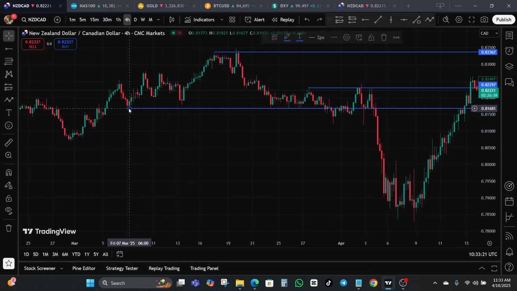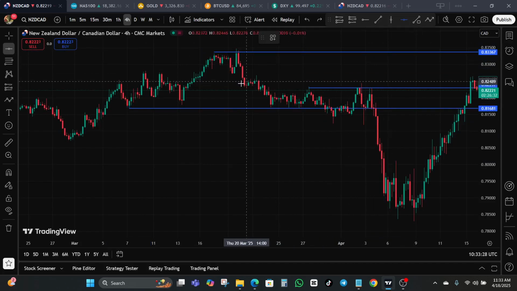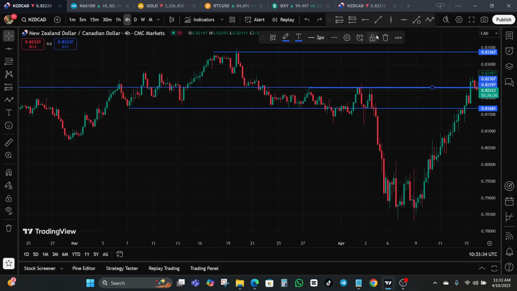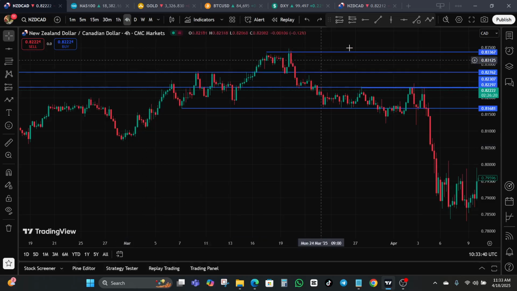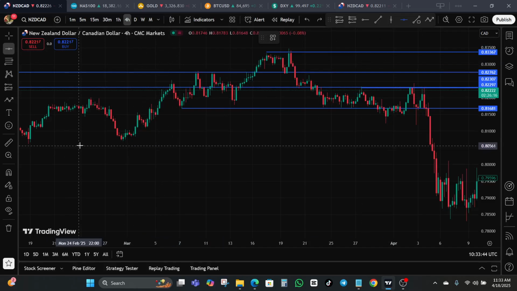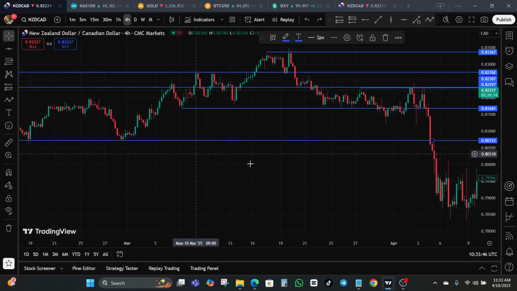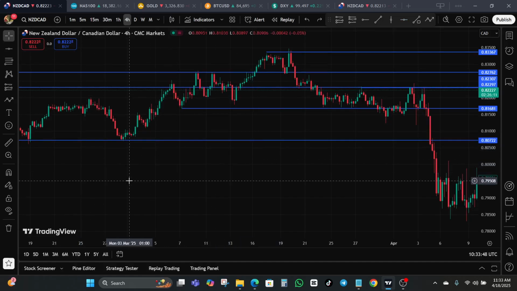In fact, let me just use this particular tool, because you can see that at this same level, there was a rejection here around the same level. So basically, you can do this on the higher time frame. You can see I went to the 4-hour time frame to mark these levels. You can mark key reversal levels on the higher time frame. Then you can go back to your lower time frame to execute your trades.